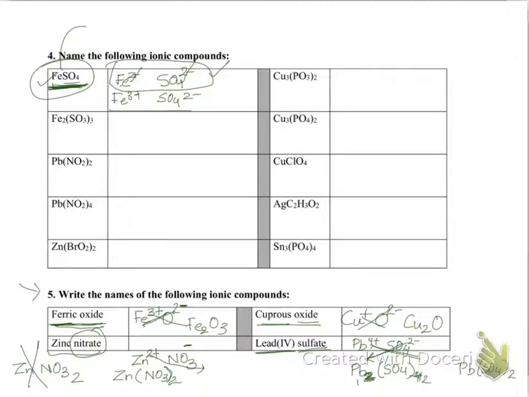So I can write down its name as iron 2 sulfate. This will be the systematic name, and the common name will be ferrous sulfate. You have to know both of them for the exam. Now, let's look at the next one.